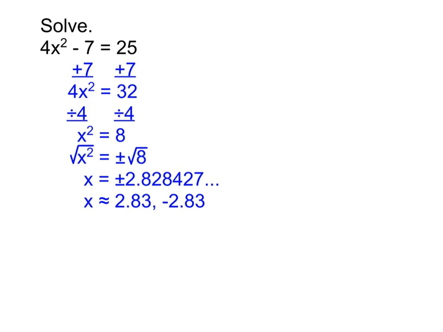And remember, the plus or minus means there's both a positive and a negative version. So my answers here, if I were doing this on, for instance, WAMAP, I would type in 2.83, comma, negative 2.83. And no, the order doesn't matter. If you typed in negative 2.83 and then 2.83, that would be the same thing. So this is how we do it.